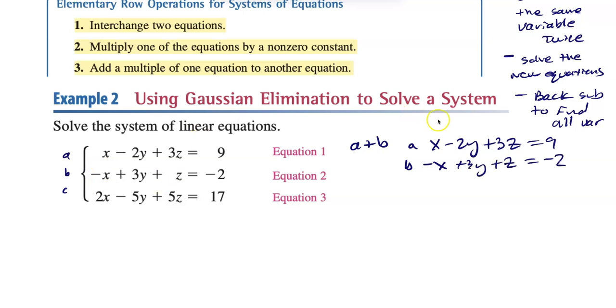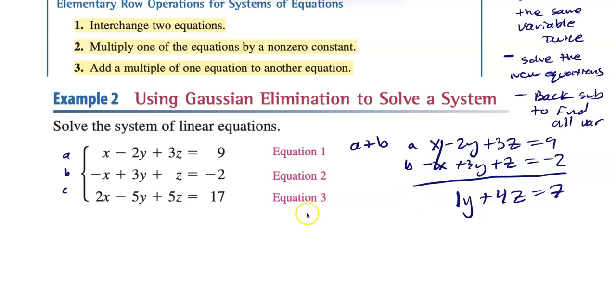A couple things. I like to label my rows so that I know what I'm doing. But also, it's very easy to make a small mistake, and it's very hard to find that small mistake once you do it. So try to be diligent while you do it, to not forget a negative somewhere or anything. So I'm going to add these two. The x's will cancel out. I would get negative 2y plus 3y is 1y plus 4z equals 7.